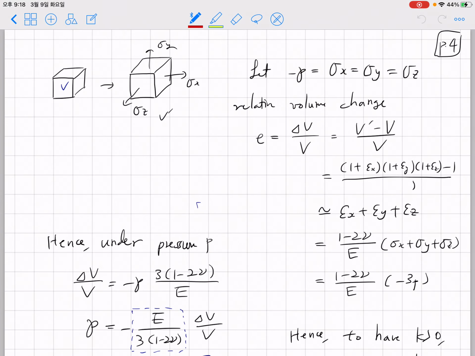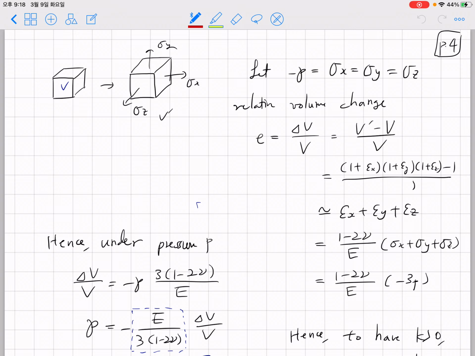Okay, so now let's keep moving on. Based on generalized Hooke's law, we can make a relationship between bulk modulus, Young's modulus, and Poisson ratio, and let's do that.